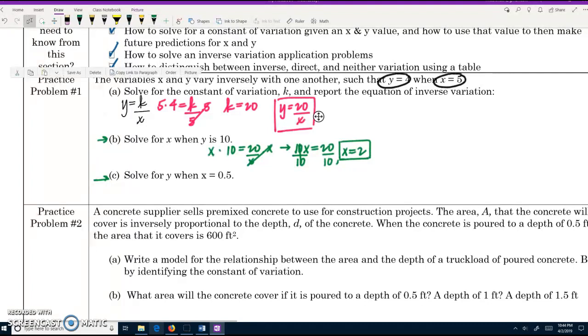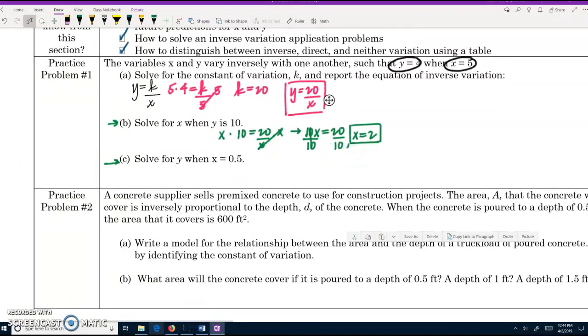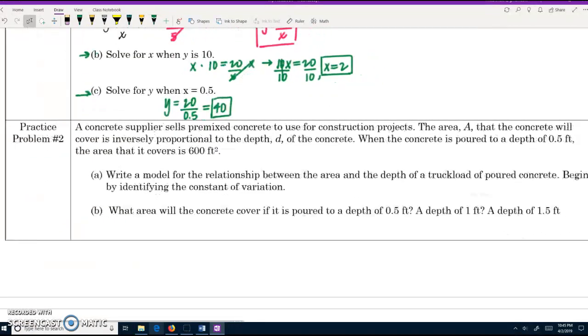Then c is just flip-flopping that operation. So instead of having a y, we're going to have an x. So we just plug directly in, and we'll have 20 over 0.5. Now dividing by 0.5, same thing as dividing by a half, which is the same thing as multiplying by 2. So 20 by 2 would give me 40 here. Then I can go ahead and get into the application.